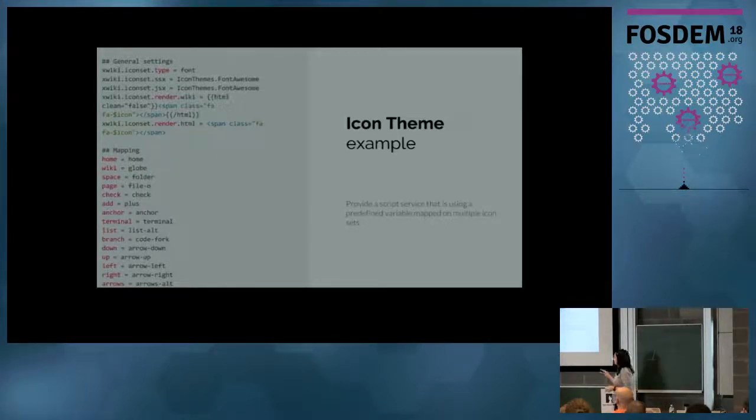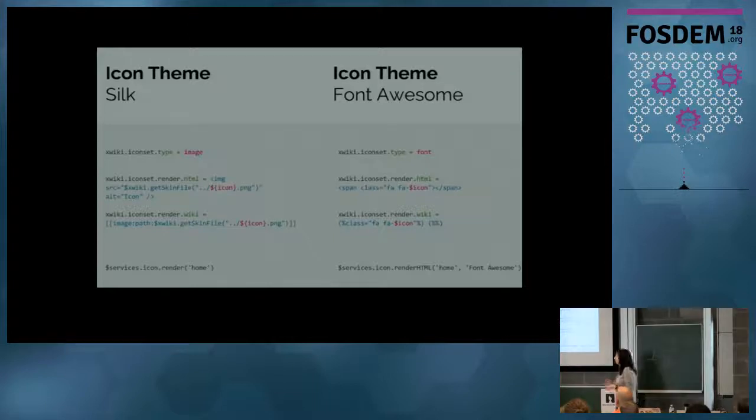Okay, so this is how it looks in the code base. Our definition of icon themes. We have two sections. One is the general settings where we define the icon theme, and then there is the mapping. So for example, on Silk, you would tell it that this is an image set, while compared to Fontawesome, that is a font set. And if you want to render it in HTML, you're going to use the image tag, while on the font, you're going to use the span.